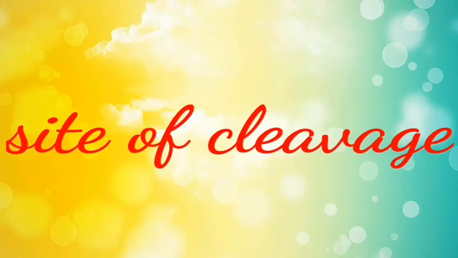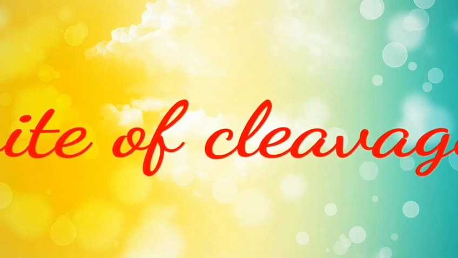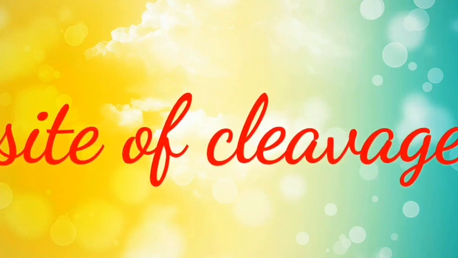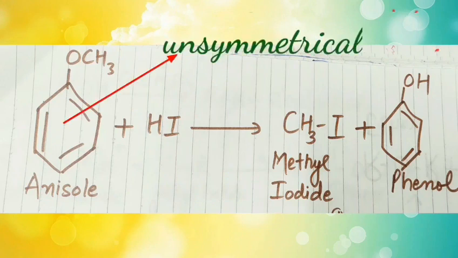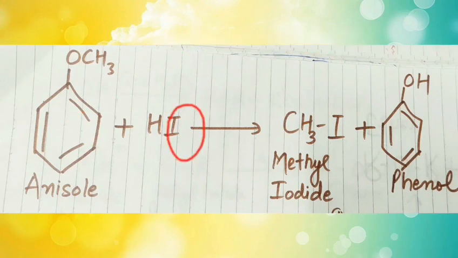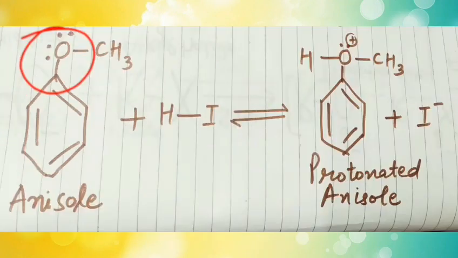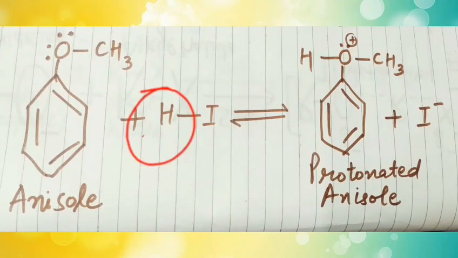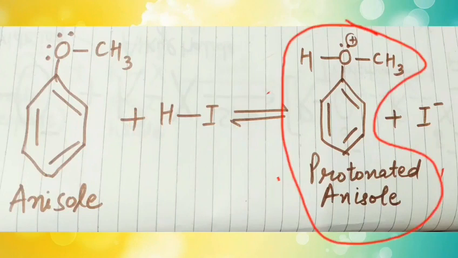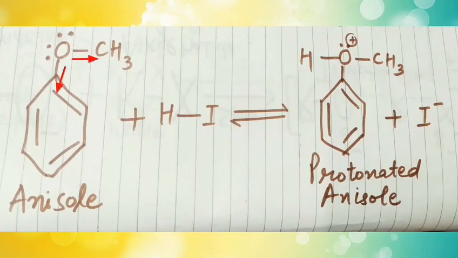Students, if I talk about the site of cleavage, this important thing you should keep in your mind: in unsymmetrical ethers, the halogen atom always gets linked to the smaller alkyl group. As we have seen, the oxygen atom of anisole will be protonated to form protonated anisole. Now, the oxygen atom is attached to the phenyl as well as methyl groups on either side.